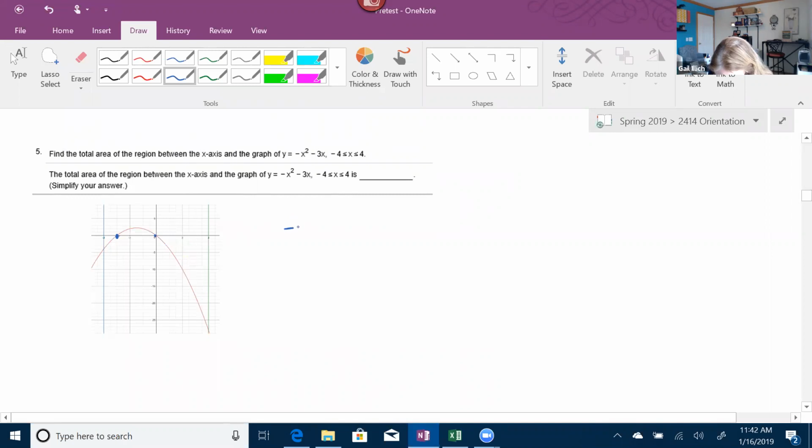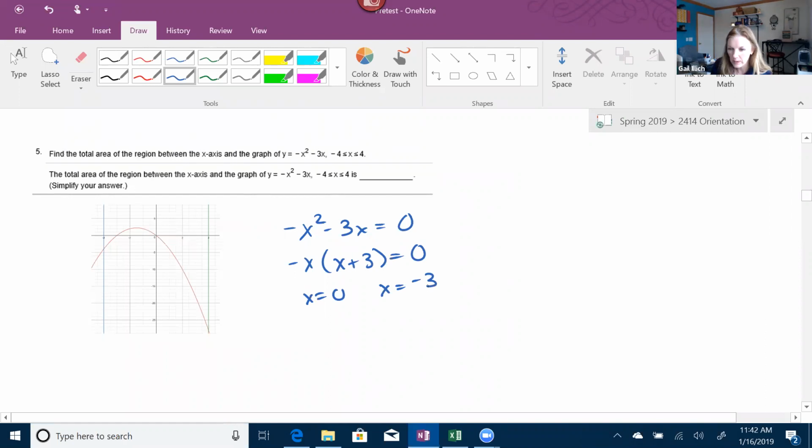But if I write here -x² minus 3x, and I want to see where that equals 0, because that's where it crosses the x-axis, I can begin by factoring -x out of that, and I'll get x plus 3 equals 0. And so then I'll see that at x equals 0 and at x equals -3 are the places where this function crosses the x-axis. So that is exactly right there.